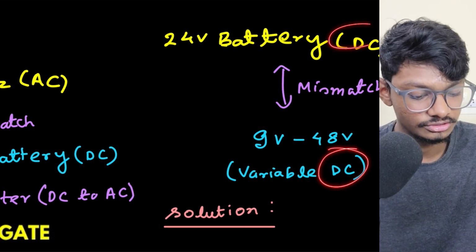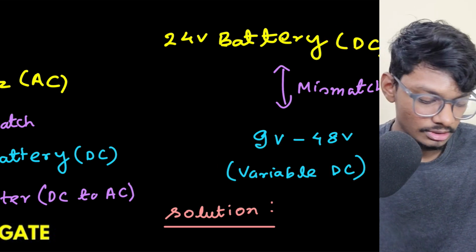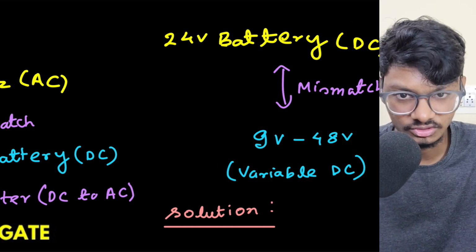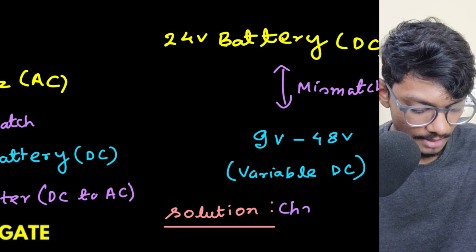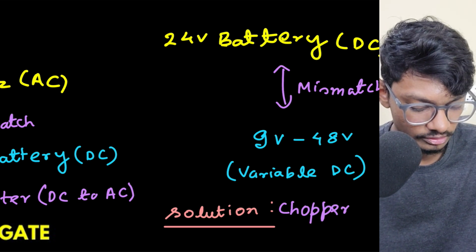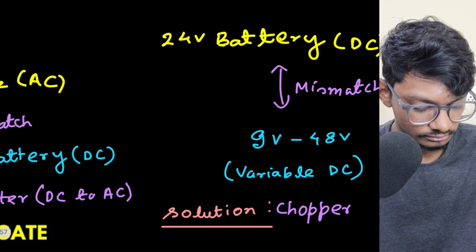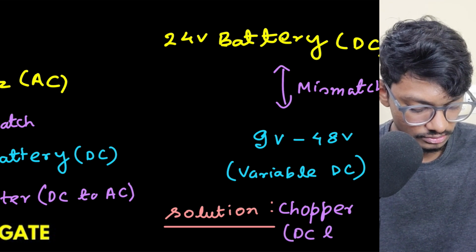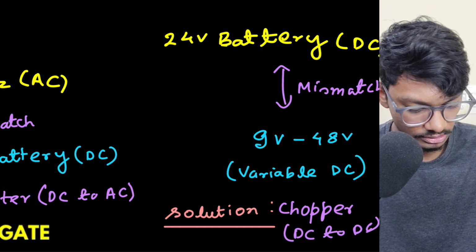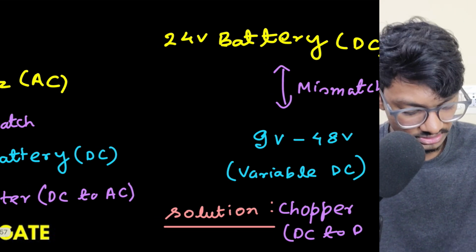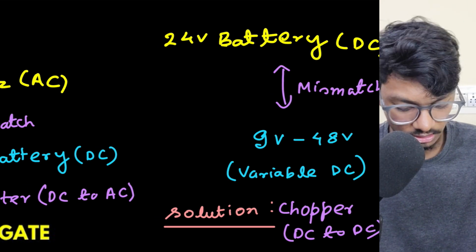Next is this, right? This is also DC, but this is variable DC. So whenever you see variable DC, DC to DC, that is generally the application of a chopper. So we will use a chopper, DC to DC.